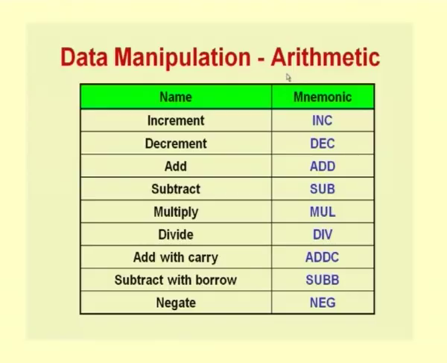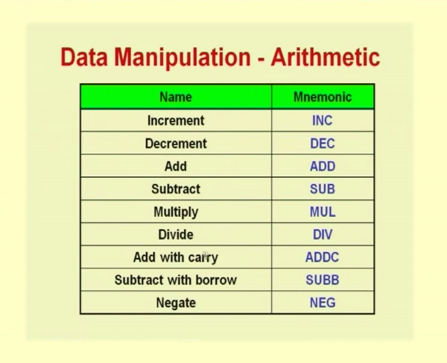Now, coming to data manipulation instructions, there are different categories of data manipulation. When we are looking at arithmetic instructions, we have increment, decrement. Now, add, subtract, multiply and divide are what we are normally very familiar with. Many instructions would have add, subtract, multiply, some of them may not have a div, but there are some architectures which also provide a div operation. There are some architectures which also provide increment and decrement, so that you can increment or decrement by a certain amount.